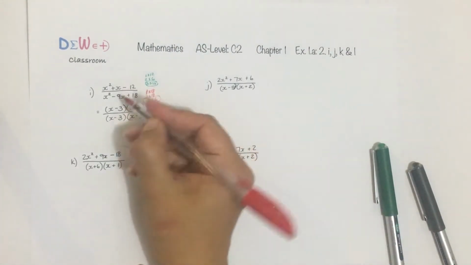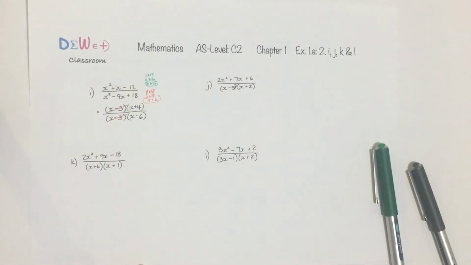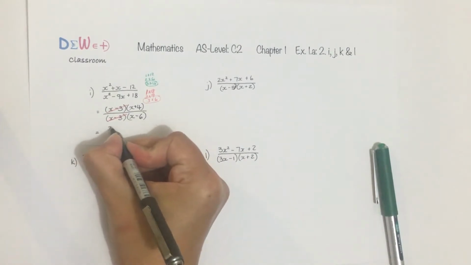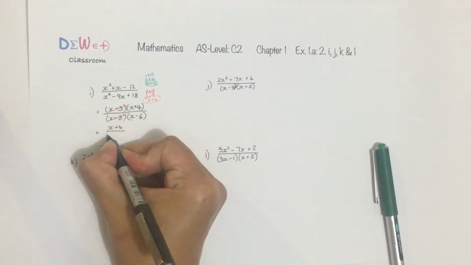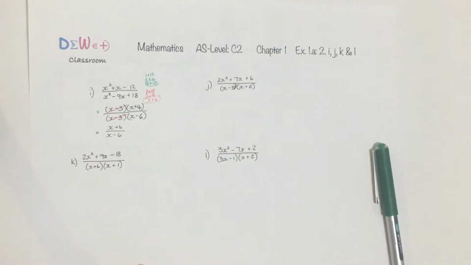Right, then it works out beautifully because you've got two brackets that are the same, x minus 3, they cancel out, and your final answer is x plus 4 over x minus 6.